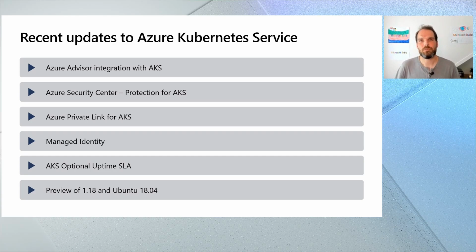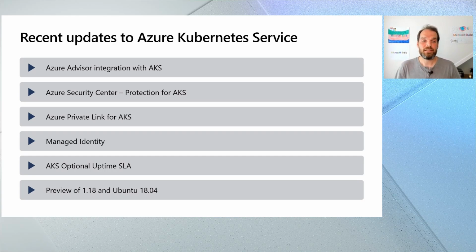The Azure Security Center Protection for AKS integration is a way to help you do continuous vulnerability scanning inside your cluster, but also across Azure container registries. And with Azure Private Link for AKS, we're able to provide Azure AKS clusters inside private networks.